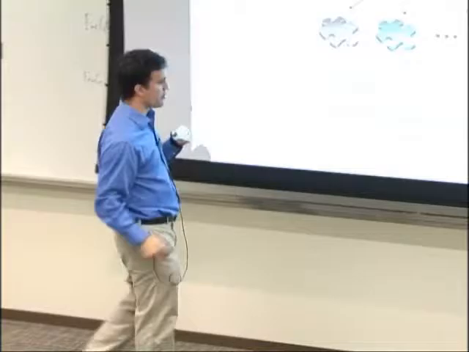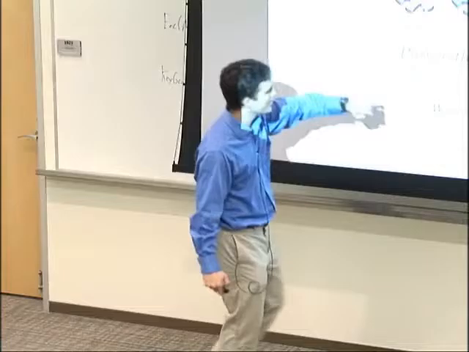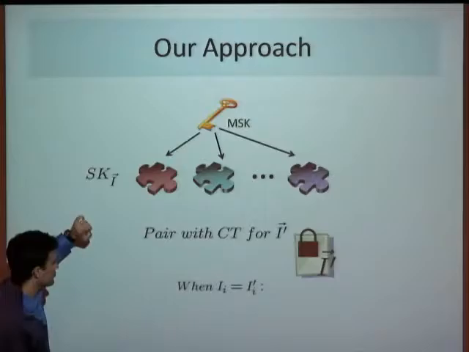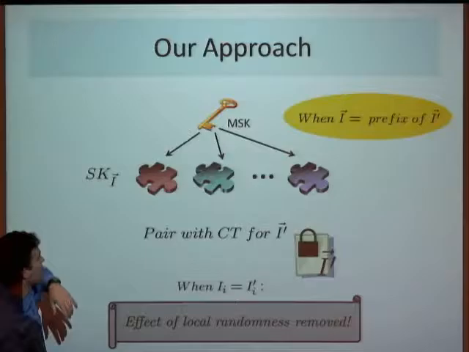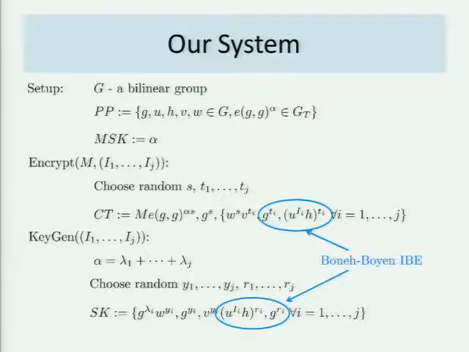And then the ciphertext will be for a vector ID prime. At each level, we pair them together. If these things match up right, it'll sort of paint this brush over it, and then after the pairing or the decryption, we'll be able to put them back together. Okay, so let's just look at the system, and hopefully that'll clear things up a little bit.